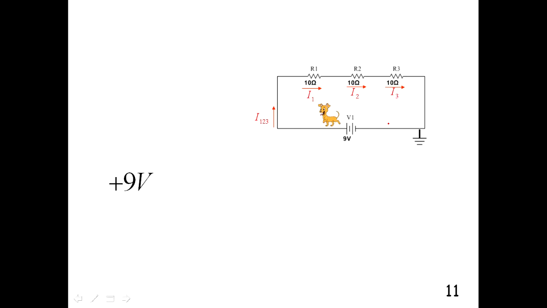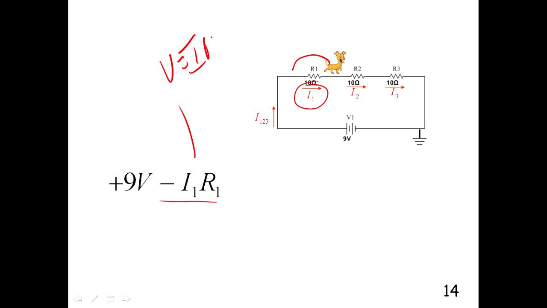It goes past the 9-volt battery, and the little side of the 9-volt battery is a minus and the big side is a plus. So when it goes from a minus to a plus, we get a jump of 9 volts, a positive voltage. There's the dog walking around. He's about to walk over this resistor, and when the dog walks over a resistor in the direction of the current, we get a voltage drop, and that's from V equals IR for Ohm's law. So it's I1R1 is the voltage drop across R1.